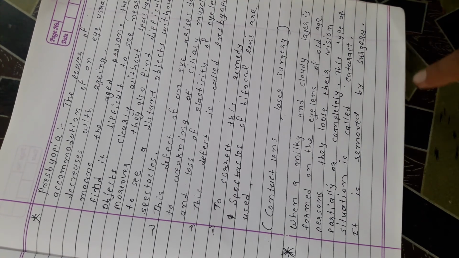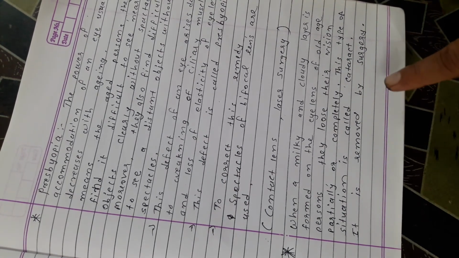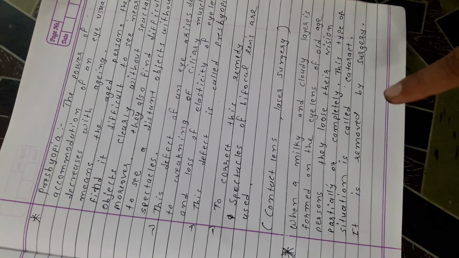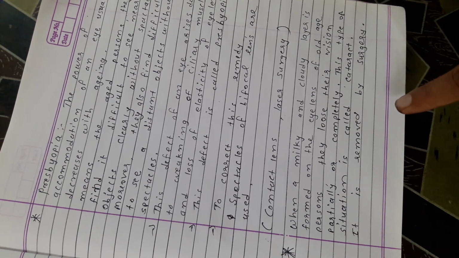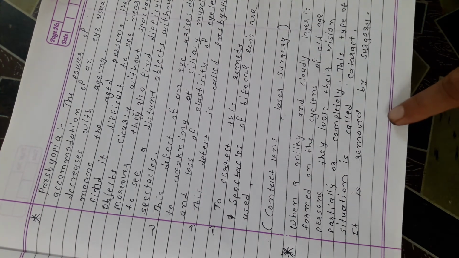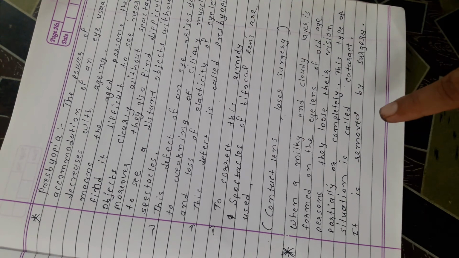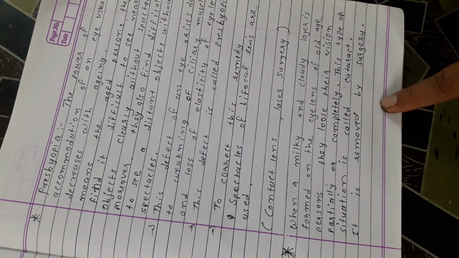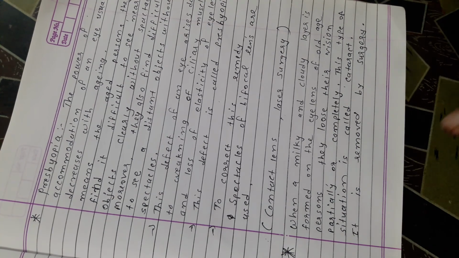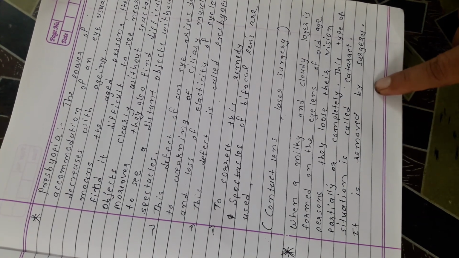So these are the important topics of human eye: structure of human eye, function of the different parts of human eye, defects of vision, mainly three types: nearsightedness, farsightedness, presbyopia, and other is cataract. You have to write this topic in your notebook.